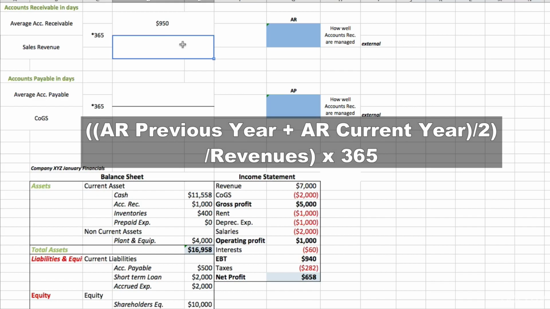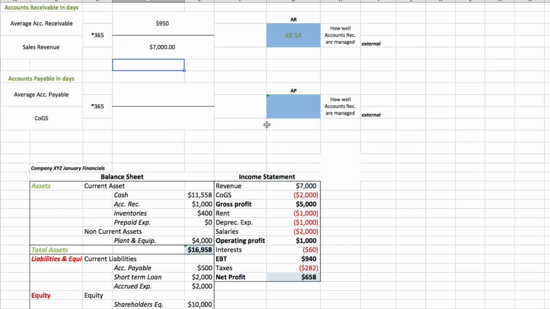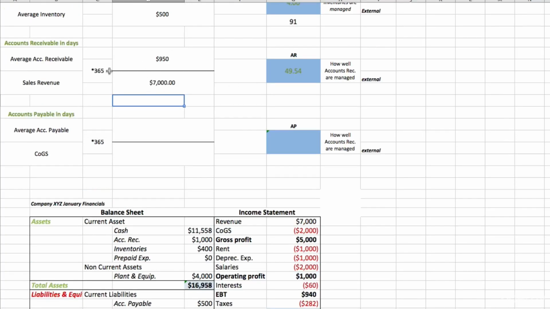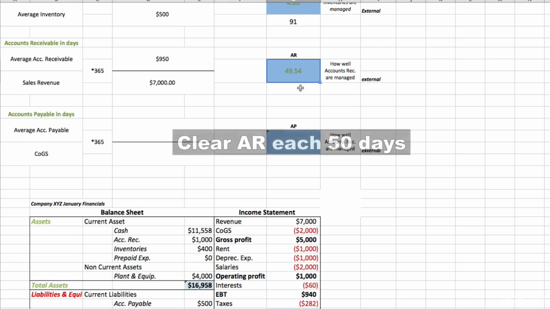And then we want to get our sales revenue, therefore the revenue generated for the year. Now this number has been multiplied by 365, which is the number of days in 1 year, to know how many days it takes for us to convert the accounts receivable in days. And as you can see here, it says almost 50 days. It means that every 50 days, we are able to convert our AR into cash.